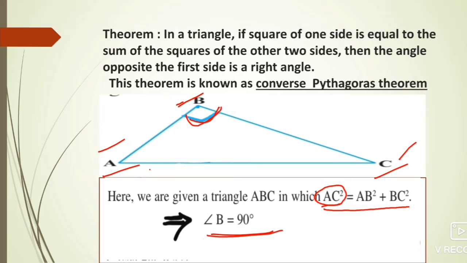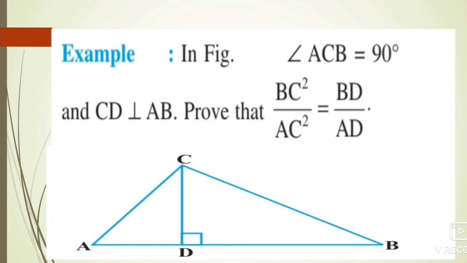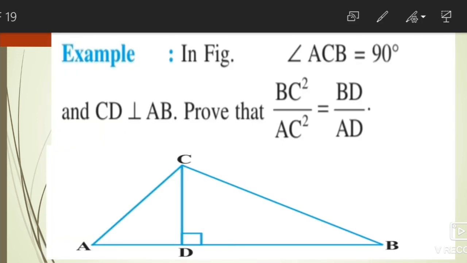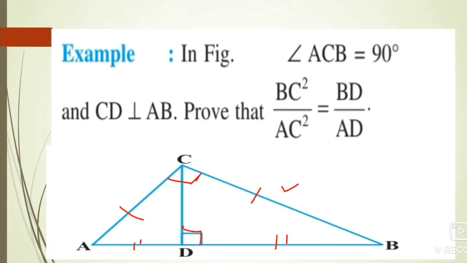Here is the first example. In this figure, angle ACB is 90 degrees, and CD is perpendicular to AB. You have to prove that BC square by AC square is equal to BD by AD. So let's check the solution.